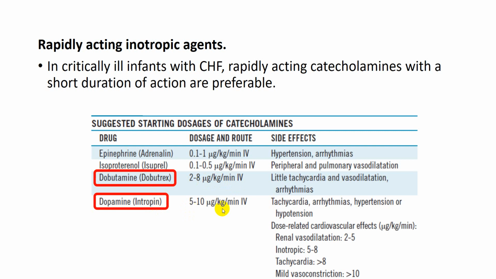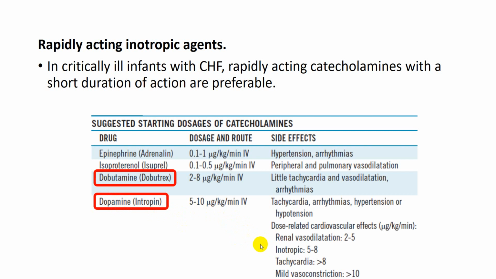Dopamine, the cardiac dose of dopamine is 5 to 10 microgram per kg per minute IV. Also, it can cause tachycardia, arrhythmias, hypotension, and hypertension. Okay, it can be given according to the dose used.